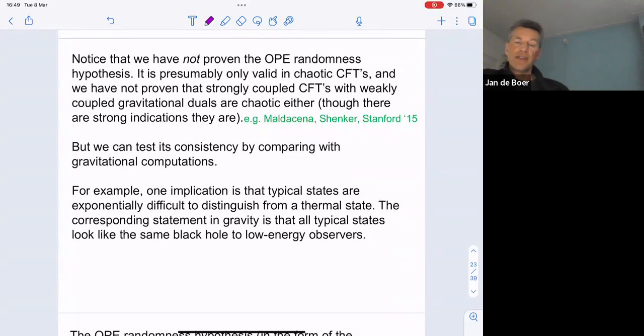So for example, ETH has a very specific prediction, namely that typical states are exponentially difficult to distinguish from a thermal state. Although ETH does not contain more information than the thermal one and two point functions, which you could also write down in an integrable theory, it does make a particular prediction because of the structure that is written down, and that is that typical states are exponentially difficult to distinguish from a thermal state. And that agrees with what we know from gravitational computations, namely, as far as we know, all typical states in the CFT look like a black hole for low energy observers. Otherwise, we would be able to distinguish all the individual microstates, and that does not seem to be the case. So there is some agreement between gravitational observations and what is being stated by ETH, or more generally, this OPE randomness hypothesis.